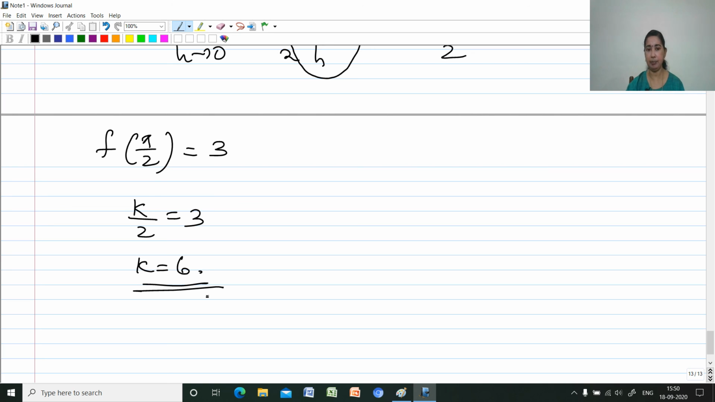So try out the remaining questions in the same form. That is finding LHL, RHL, equal to f of c, then it is continuous. Or if it is given that it is continuous, finding out the value of k. So these are the different types of questions coming from this portion.